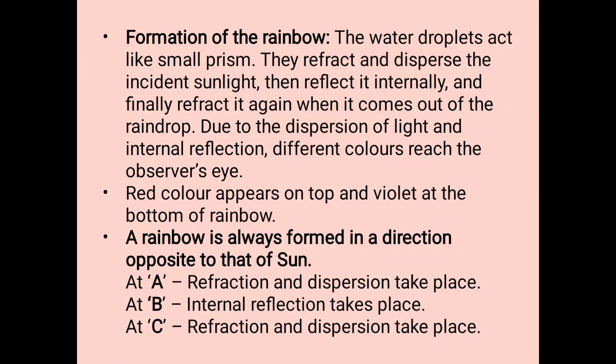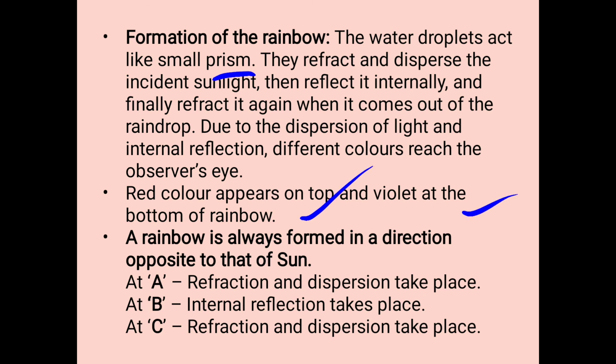Now how does the formation of the rainbow take place? The water droplets which act like small prisms in the atmosphere refract and disperse the incident sunlight. The light gets totally internally reflected and finally gets refracted again and dispersed as the rainbow, which gives us the spectrum of 7 colors which we observe in the sky. Also, red color appears at the top and violet color appears at the bottom.